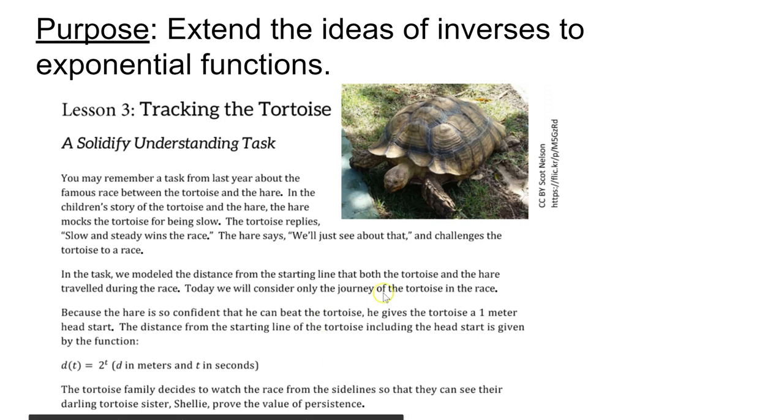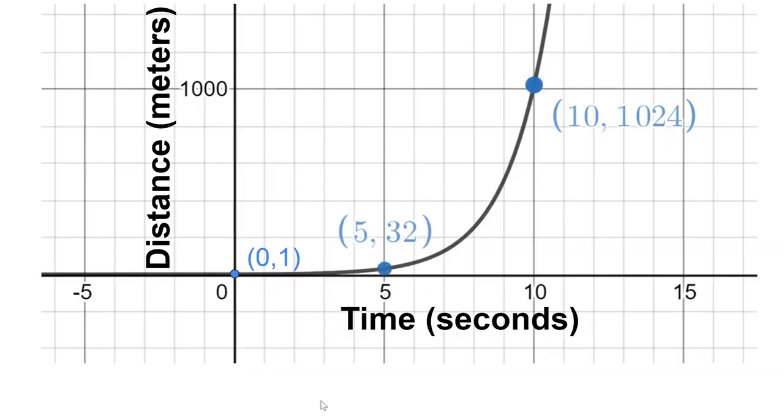To do that we're going back to Math 1 where we learned about Shelly the tortoise in a race against the hare and her path, which can be modeled by d(t) = 2^t, where d is in meters and t is in seconds. Shelly's been given a 1 meter head start since the hare was cocky, and her family has come along to watch her. If we graph d(t) = 2^t, we get a graph that looks like this.